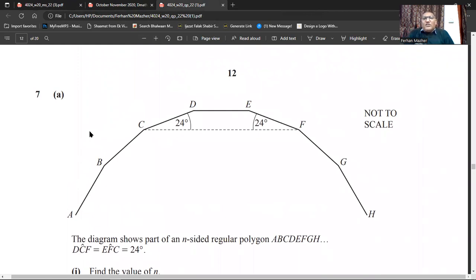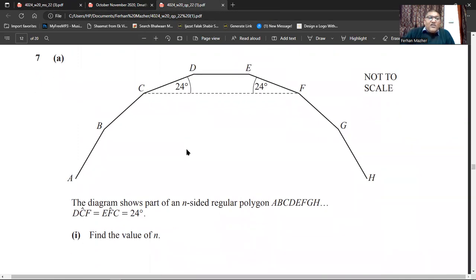Okay, so now we are on question number 7. He says the diagram shows part of an n-sided regular polygon A, B, C, D, E, F, G, H, where the angle DCF is equal to the angle EFC, that's 24. So this angle and this angle, they are the same, 24, 24. He says, find the value of n.